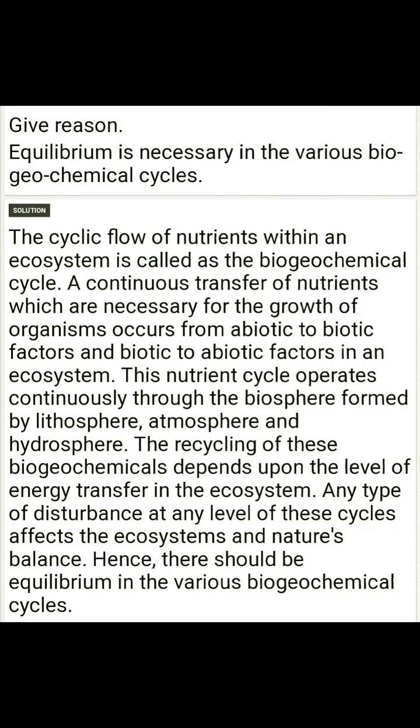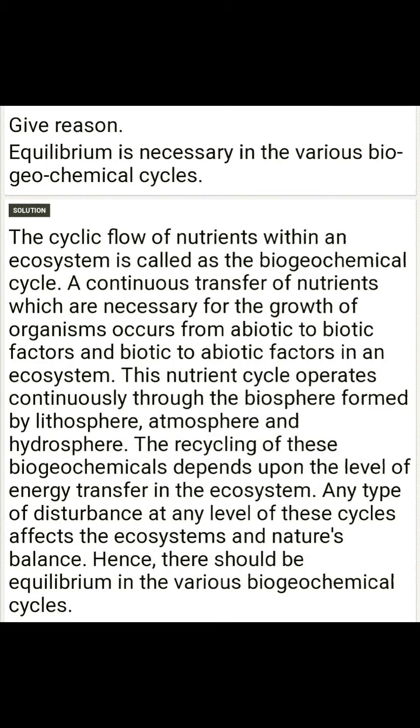Second question: give reason, is equilibrium necessary in the various biogeochemical cycles? What is equilibrium? Equilibrium is the balance. So that balance is important. Why is it important? Because the cyclic flow of nutrients within an ecosystem is called biogeochemical cycles.